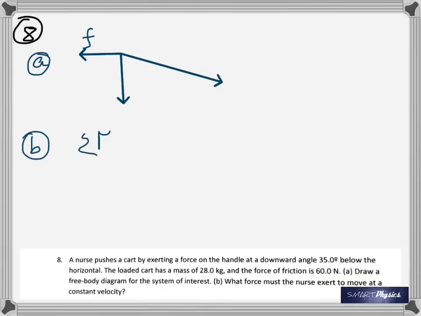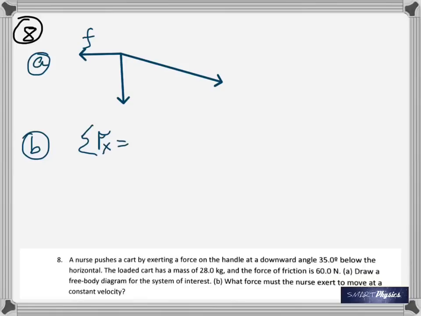B, that's it. A part finished. B part says, what force must the nurse exert to move at a constant velocity? Ooh, that word's back again. Constant velocity. So what's the acceleration? 0. Okay. Write that somewhere. Constant velocity. So all right.